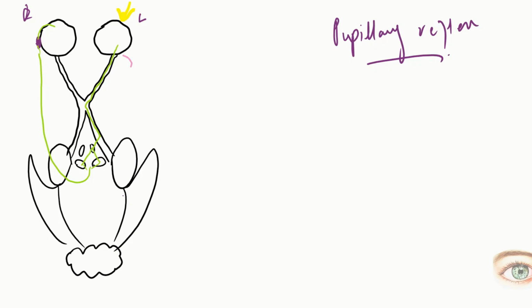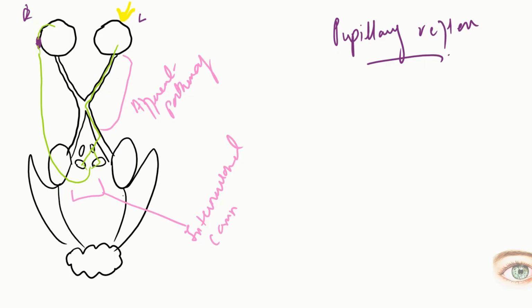So, this pathway was the afferent pathway. This right here was the interneuronal communication happening in the midbrain. And from here, this was the efferent pathway, right?